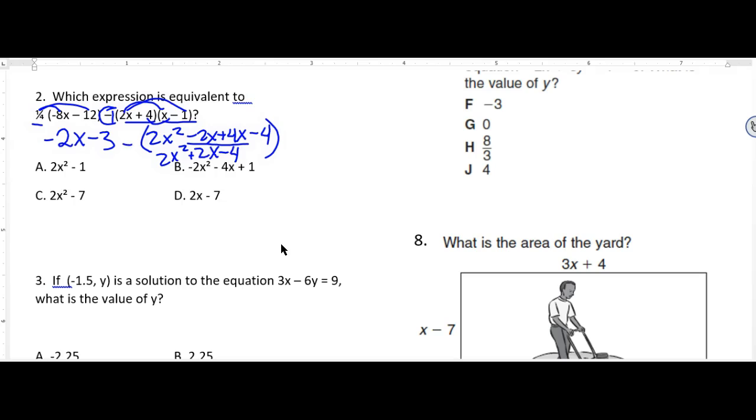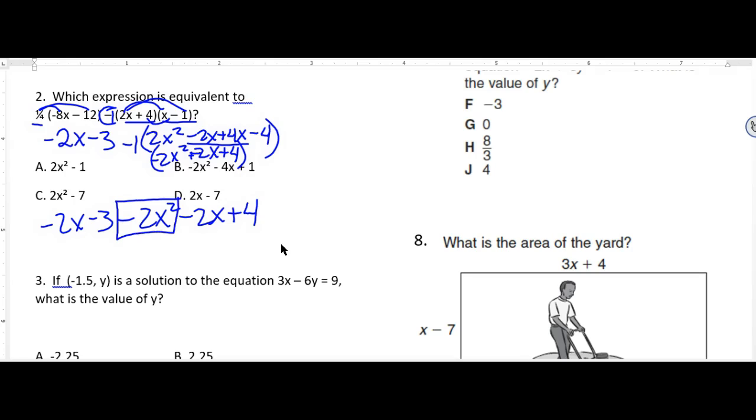But the negative 1 is outside of that. So the negative 1 needs to get distributed. 2x minus 3. So it gives me minus 2x squared minus 2x plus 4. So I should do the opposite of each one of these because of the negative. Then I combine like terms.